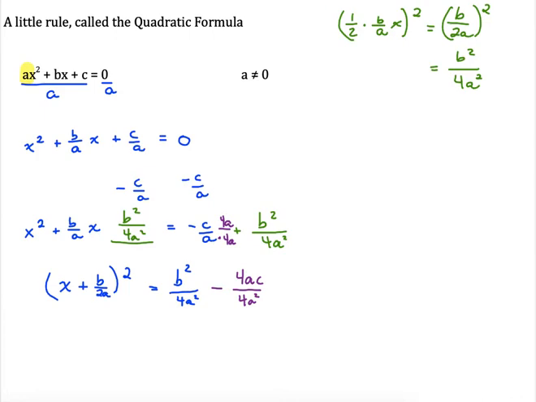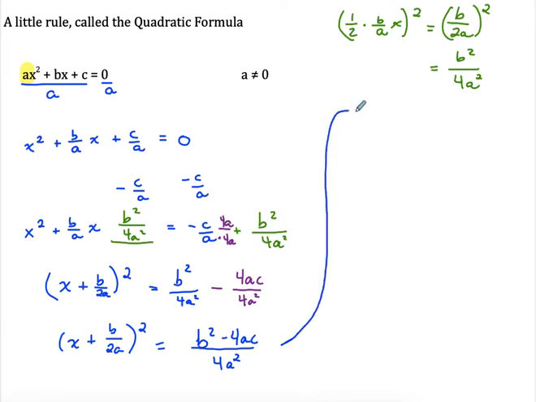So now I'm going to combine this side first before I go any further. So I've got x plus b over 2a quantity squared is equal to, these have a common denominator, so I can write them both over 4a squared, and so it's b squared minus 4ac. And I'm going to bring this up here so that you can see everything. And I'm going to take the square root of both sides.